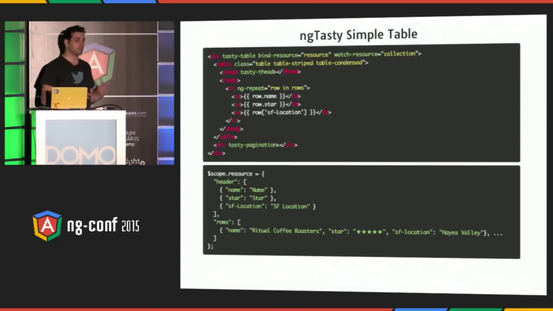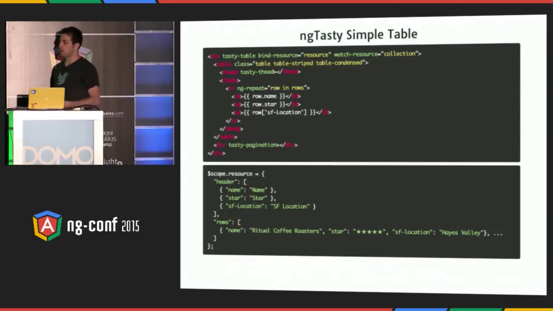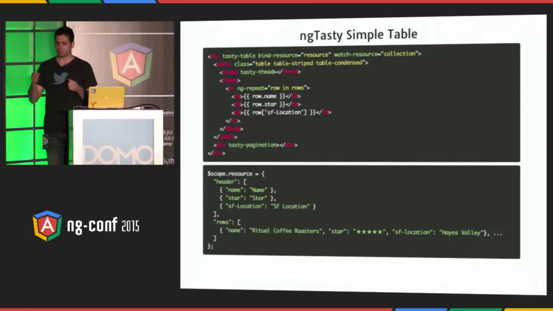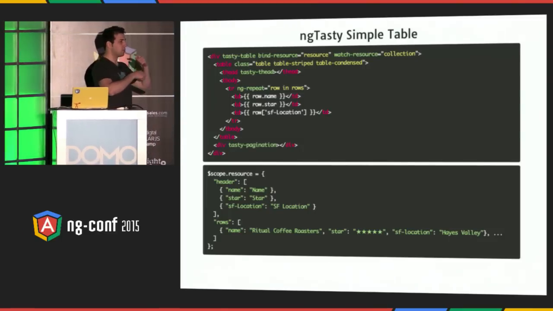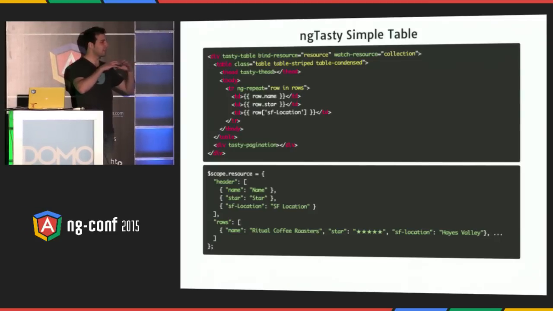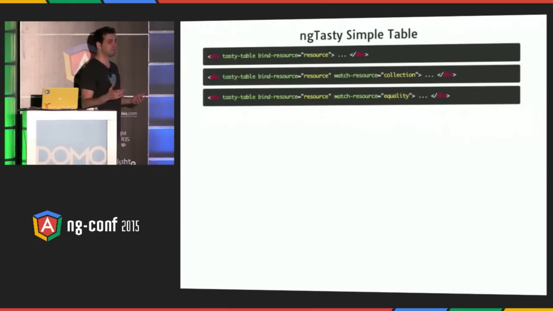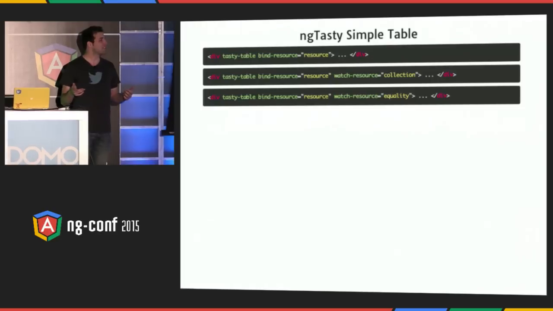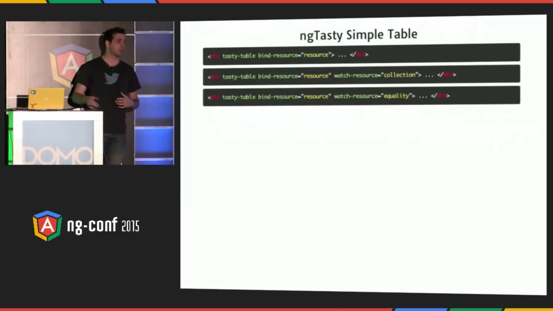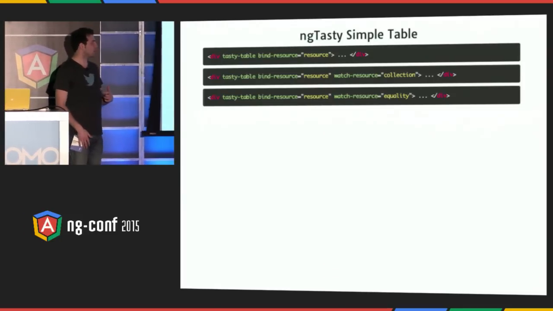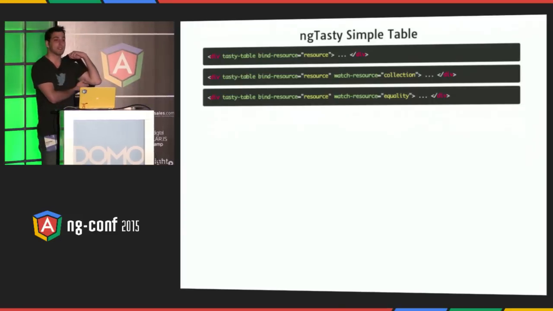So ngTasty is now in version 0.5, and lately I gave the user the opportunity to decide the scope watch you want to use to refresh the data inside the table. As before, the default watch was just a deep watch. It was working, it was great. But, you know, a deep watch is kind of expensive. So I said, okay, let's give the opportunity of a different API implementation to say, okay, I want to use the equality watch, the collection watch, or the default one in this case, which is the reference watch.